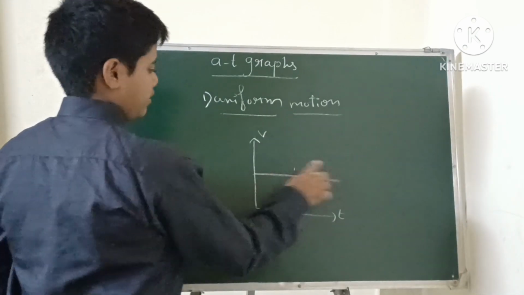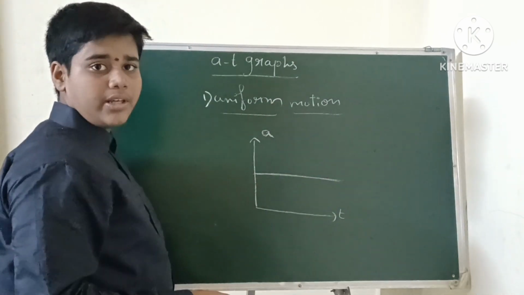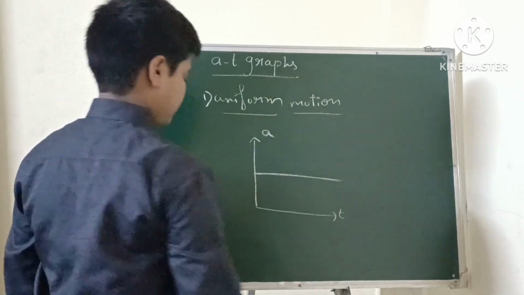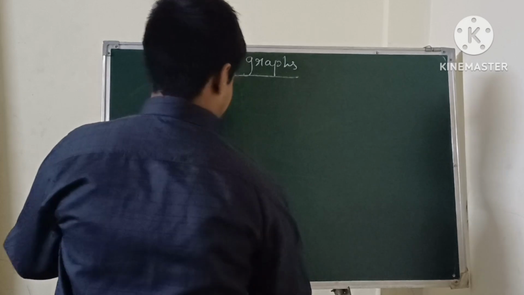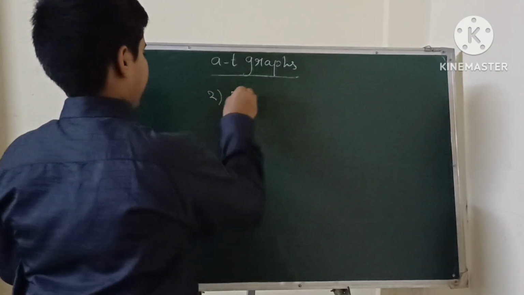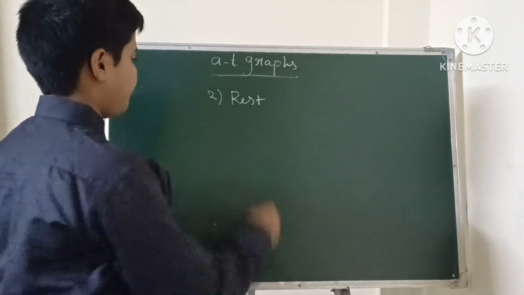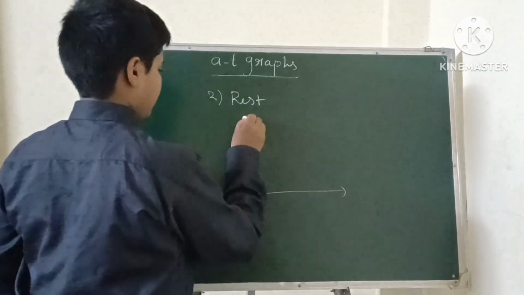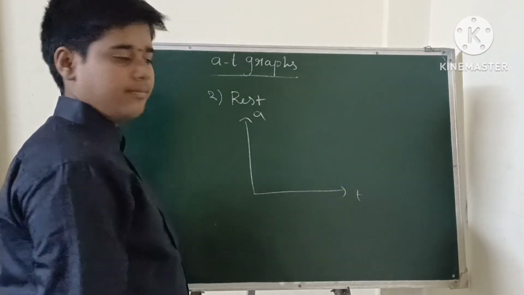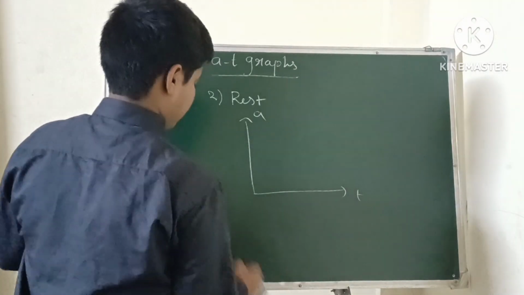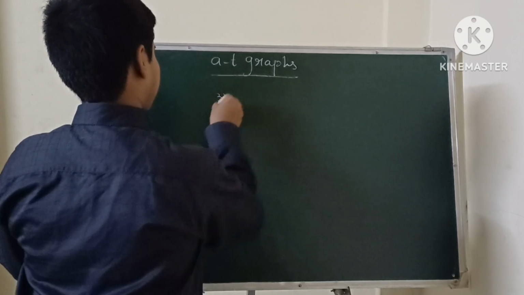Okay. If they give A like this, we can say this is a uniform velocity. Okay. And this is the first one. So if you see the second one, rest. Here the rest position of velocity time graphs and AT graphs are the same, like this. There is no difference. Okay. And here the third one.